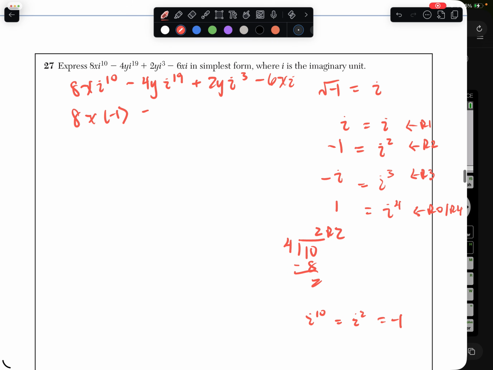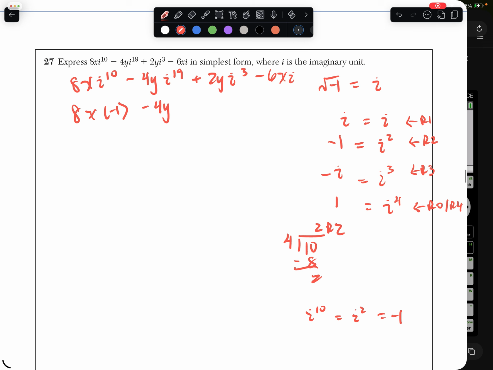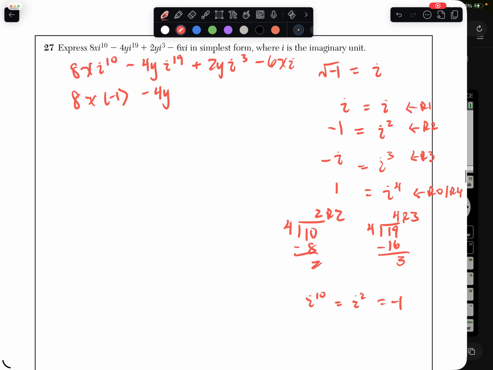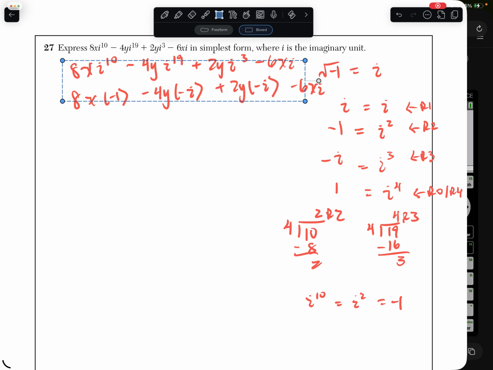Okay. All right, let's see here. 4y i to the power of 19. So let's do 19 divided by 4, which would be 4 remainder 3. So remainder 3, we have -i. So i cubed is -i. That's just that over there. And then i is by itself. So we have this here. Let me move this over so I'm not confusing y'all.